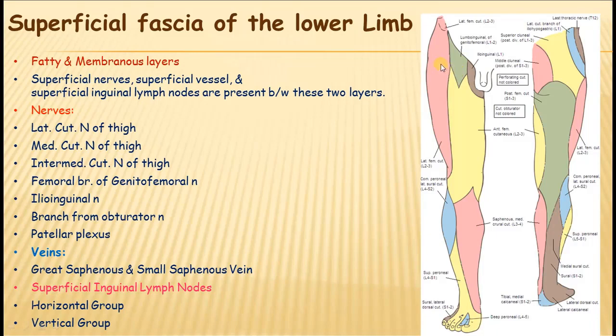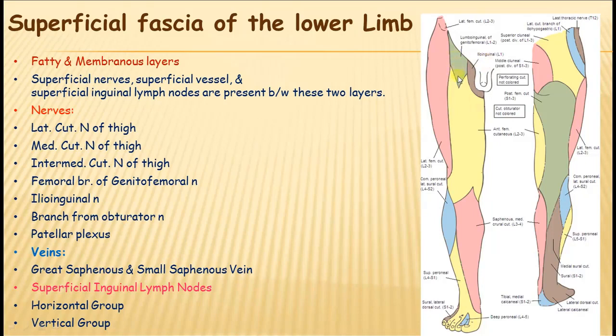The lateral cutaneous nerve, the femoral branch of genitofemoral nerve and the ilioinguinal nerve are all directly from the lumbar plexus. Whereas the intermediate cutaneous nerve and the medial cutaneous nerve of thigh are branches from the femoral nerve. Okay.